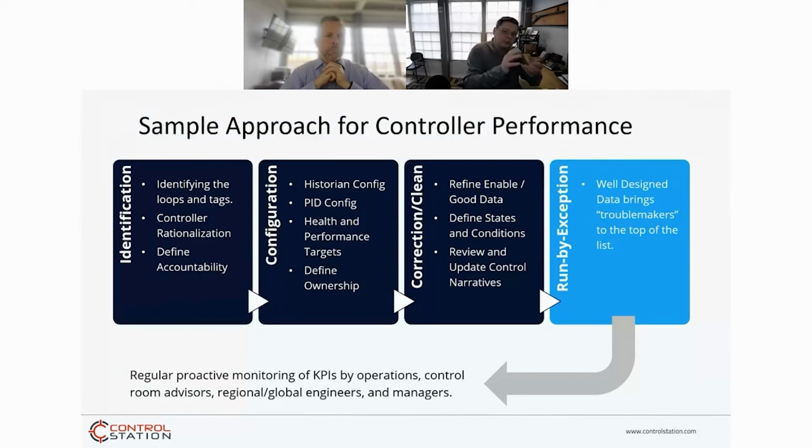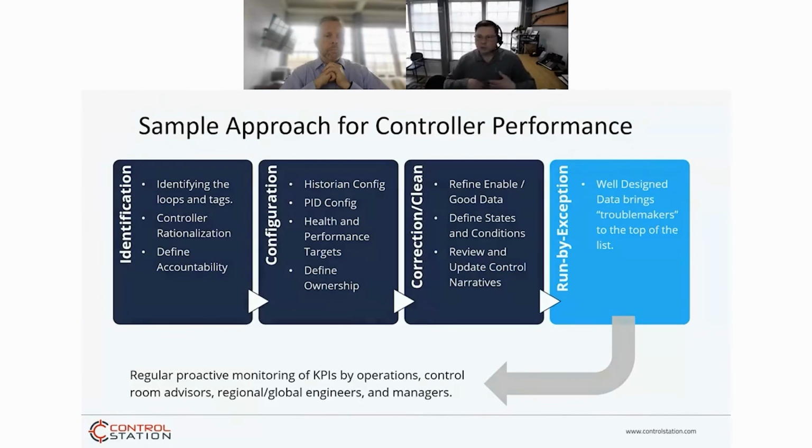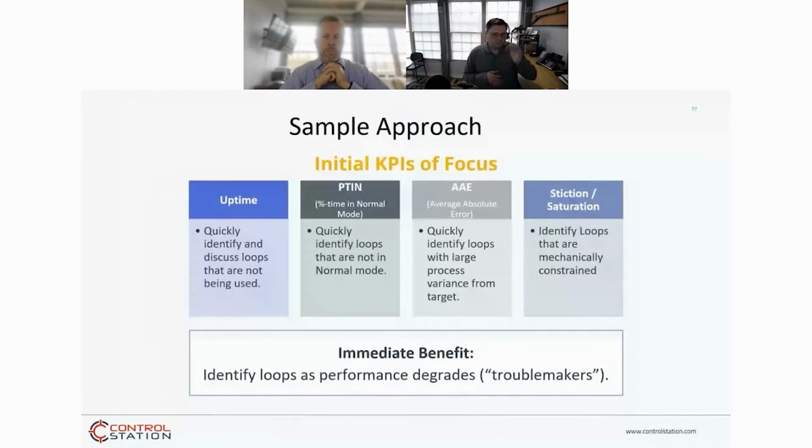Once you've built all of this, then you can start to run your model, run your process, kind of run by exception. Well-designed data brings troublemakers to the top of the list, right? So once everything is well-designed, you can really start to say, oh, here's a low-performing loop, here's a poor health loop, and you can actually start to build the process here. And so now you can start to proactively monitor these systems, and whether that's control room operators, control engineers, managers, you can kind of own that.